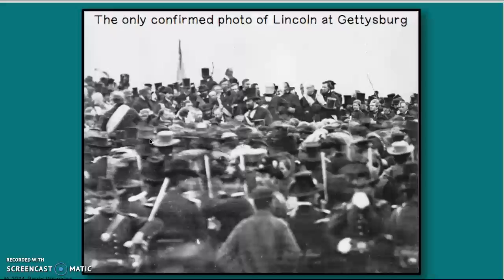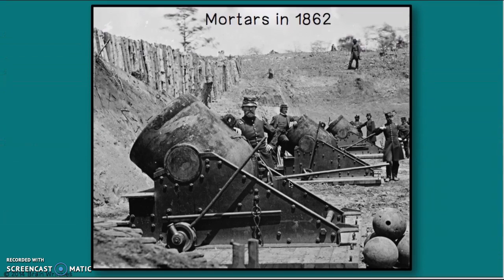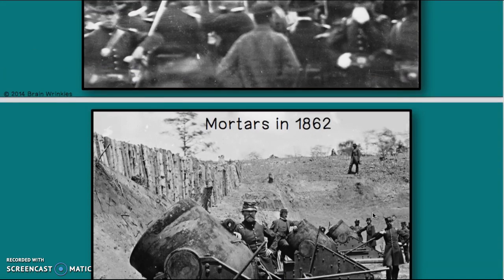Okay, this is also the only confirmed photo of Lincoln at Gettysburg. Notice him over here. Well, no, he's right here. I'm sorry. He's right here in the middle. We see his iconic little top hat. He is reading his speech, talking about Gettysburg, which is pretty cool. Another cool picture, these are mortars that they would have used in 1862. These are essentially cannons that are shot from below a lower point in the ground, which is pretty cool. We see the little cannonballs over here. So these are just some interesting pictures.